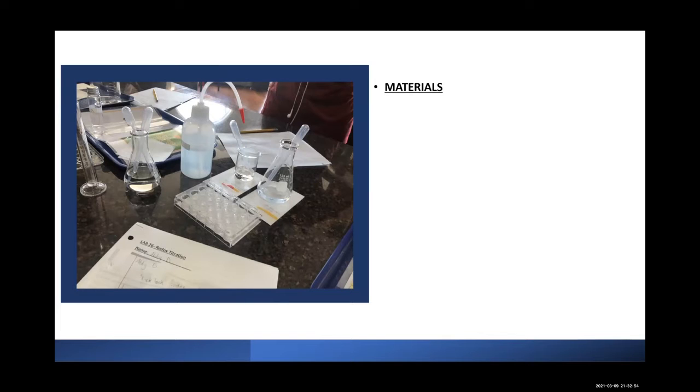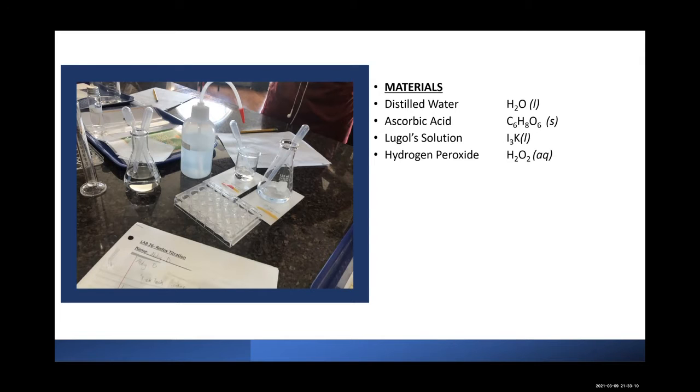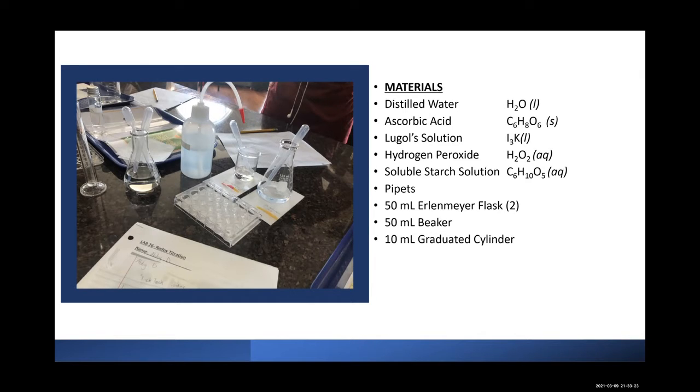The materials needed for this lab are distilled water, ascorbic acid, more commonly known as vitamin C, Lugol solution, which is also known as iodine solution, hydrogen peroxide, soluble starch solution, pipettes, 50 milliliter Erlenmeyer flasks, 50 milliliter beaker, 10 milliliter graduated cylinder, test well plate or strip, and a stopwatch or timer.